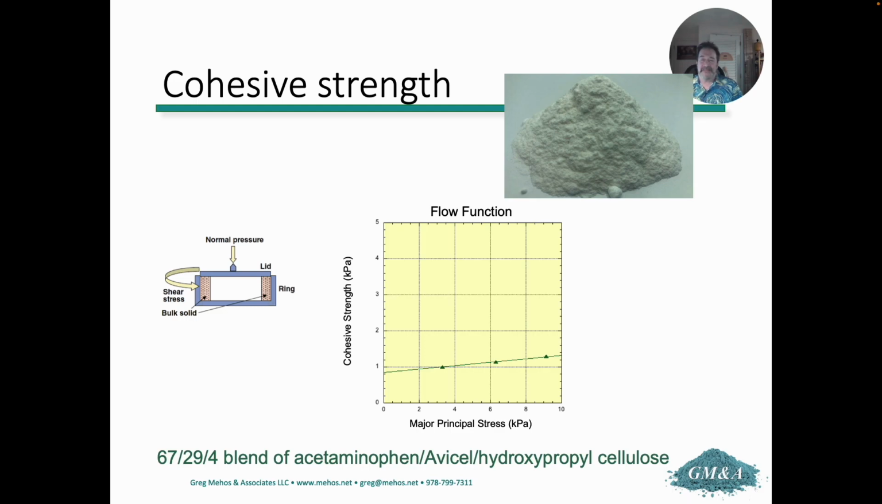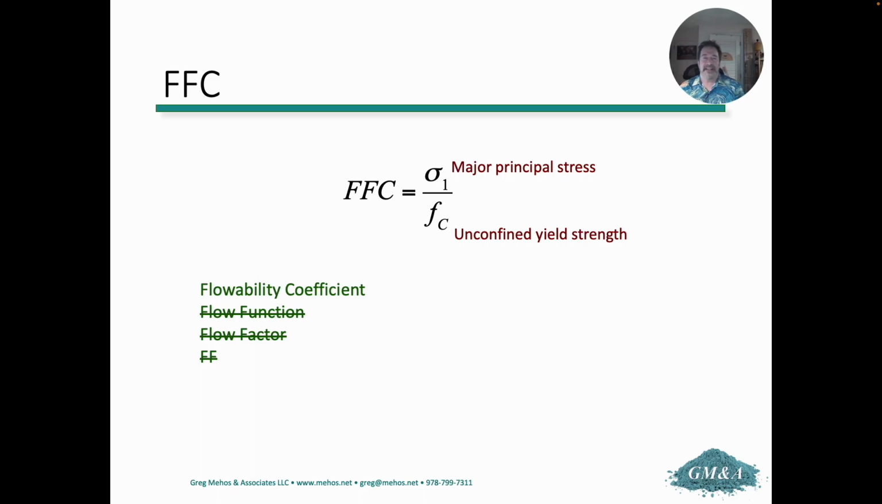So by itself, it might not be too meaningful. So what a lot of investigators do is define a coefficient, a flow coefficient, FFC, as the ratio of the major principal stress to the unconfined yield strength. I like to call it the flowability coefficient. It shouldn't be called the flow function or the flow factor, or FF.